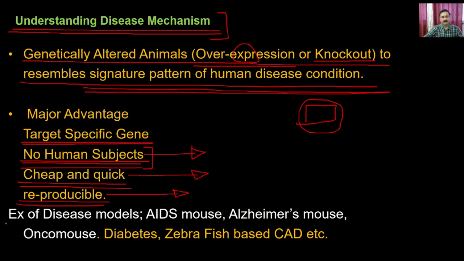So for example, we have different types of models. We have the AIDS mouse model, the Alzheimer mouse model, the onco mouse model, the diabetes model, the zebrafish-based cardiovascular disease model and all that. So let's discuss some of these models and understand how transgenic animals are contributing to understanding the disease mechanism.